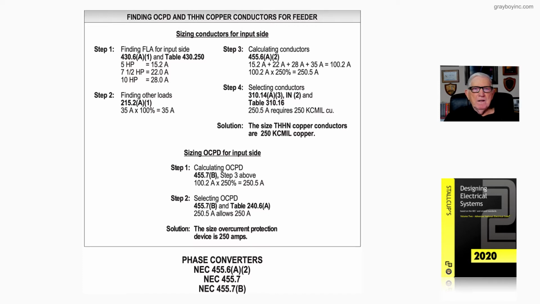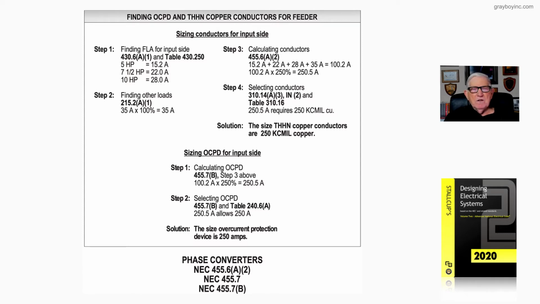430.6(A)(1). So the 5 horse is 15.2, the 7.5 horse is 22, the 10 horse is 28. Now these full load current ratings for these horsepower rated motors are based upon the motors being 3-phase, 230 volt, selected from Table 430.250.